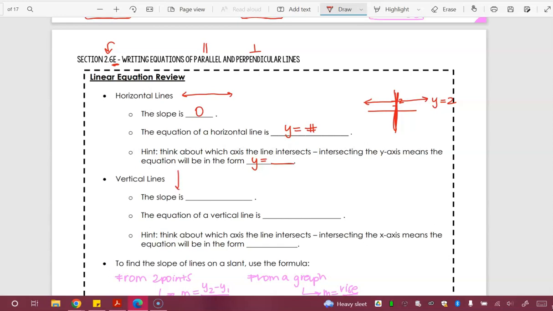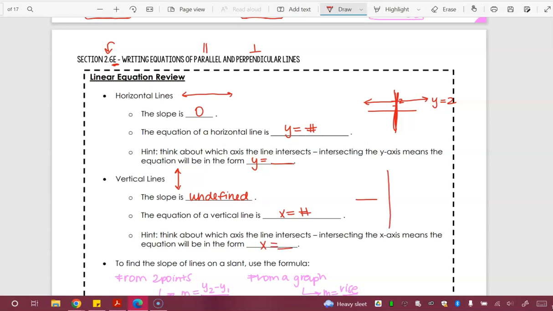Vertical lines, they go up and down, right? That's what a vertical line is. The slope is undefined of a vertical line. There's no slope. It's not 0, that's a number. There's no slope of a vertical line. The equation is x equals a number. So again, think about it, it's going to intersect the x-axis. So the equation is going to be x equals a number.